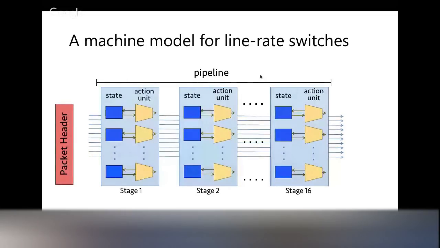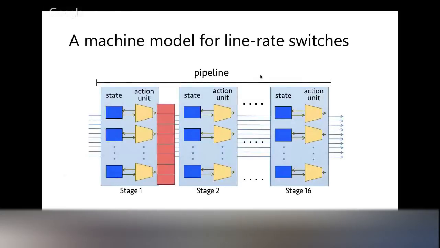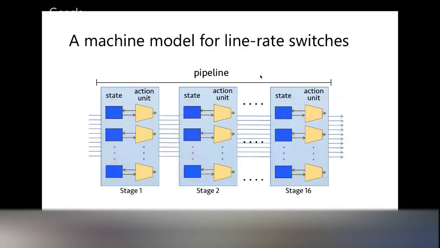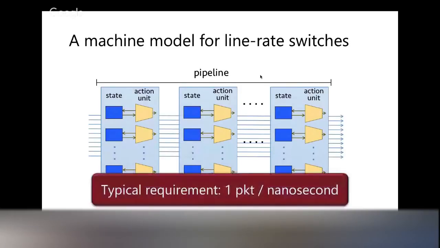When packets go through one stage of the pipeline, the action units operate on different slices of the packet in parallel and transform them in lockstep synchronously, and then send them off to the next stage. So in steady state, you can assume packets going through this pipeline one after the other. The typical requirement for one of these pipeline stages is the ability to process a packet every nanosecond, right? So you're looking at a clock rate of about 1 gigahertz for typical switching pipelines today.